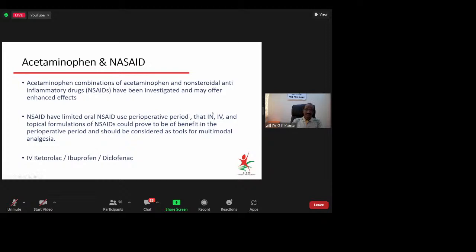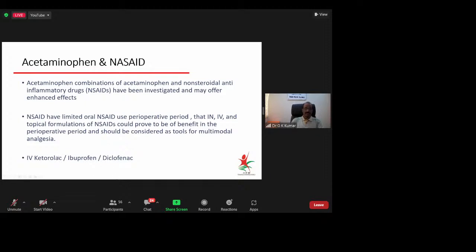That's why intranasal ketorolac has also come up, and IV ketorolac. Anyhow, we don't much use the oral NSAIDs for the preoperative period. That's why the drug which has the IV route is IV ketorolac. IV ibuprofen is also available, but it's not available in our part of the country. IV ketorolac is the first one most used, and IV diclofenac is also available, but I don't have much experience with IV diclofenac and IV ibuprofen. IV ketorolac is a good choice.